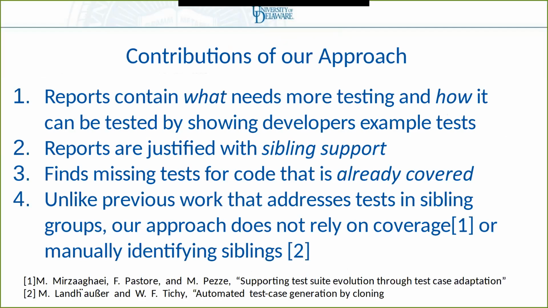The main benefits of our approach are that we provide example tests as a starting point to address missing tests. Each report is justified with some level of support, and we are able to find missing tests for code that is already covered. Automatically identifying siblings and not relying on coverage are major improvements over prior work. The following slides will explain each step of the approach in greater detail.